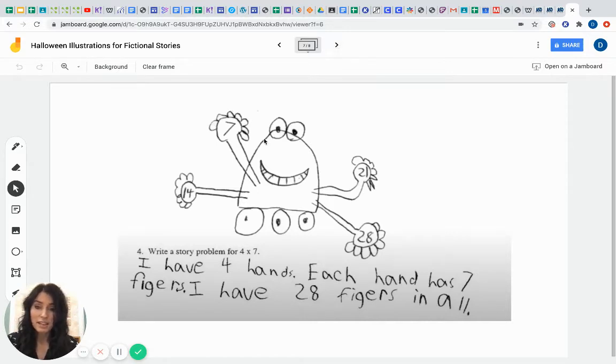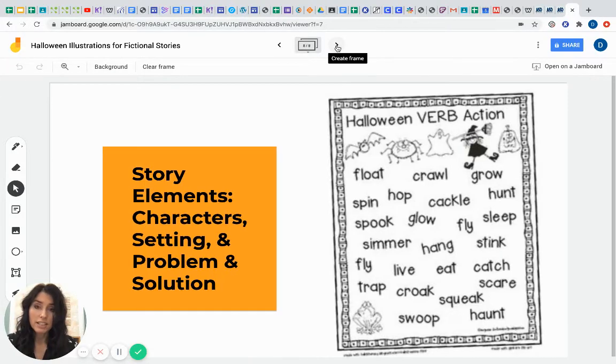So this is an example of if your teacher gave you a sentence that says write a story problem for 4 times 7. So you could say I have 4 hands. Each hand has 7 fingers. And how many fingers would you have in all? Well, I have 28 fingers in all, and this is a picture that depicts that. These are your multiples of 7. How fun is that?